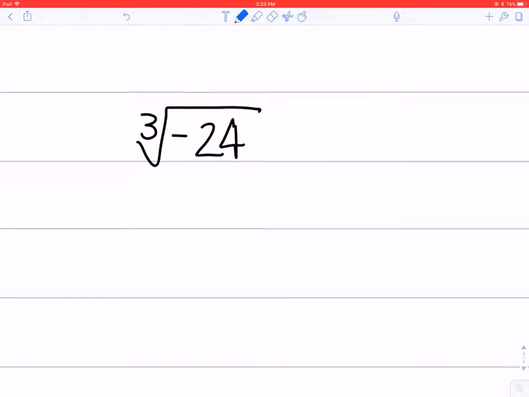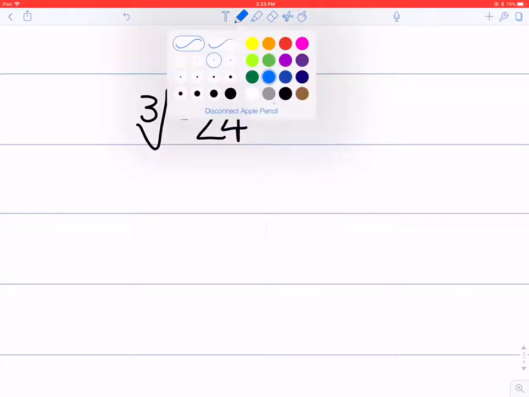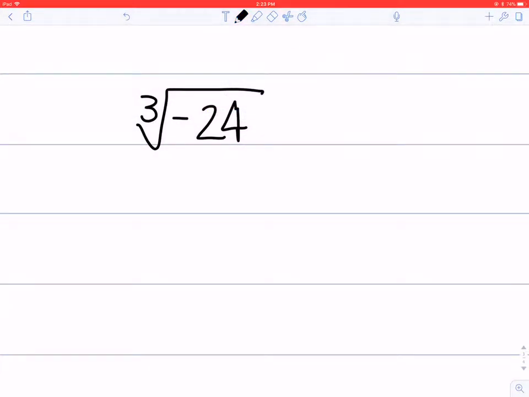Okay, so the next one, the only difference now is I'm doing the cubed root instead of the square root. So I'm still going to do the prime factor tree. So I still need to find 2 numbers that will multiply to 24. Now, yes, it's negative, so that just means my answer is going to have a negative out front. Technically, you could put negative 24 there, but I don't deal with it. I just put the negative out front, and then I don't have to deal with negative numbers.